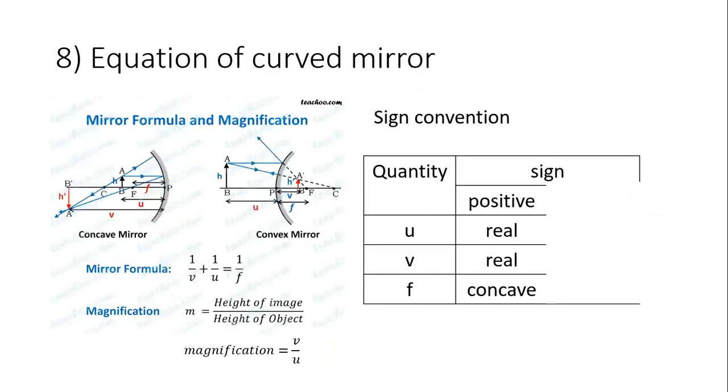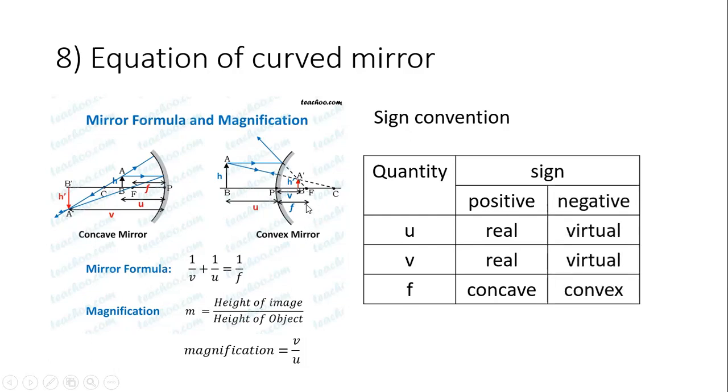Okay, equation of curved mirror. If it's concave, U and V and F are positive. As long as it's all here, U and V and F are positive. Whereas for convex mirror, before you can use this formula, you must know that, right?